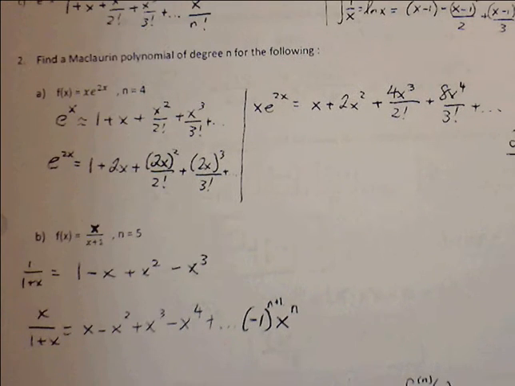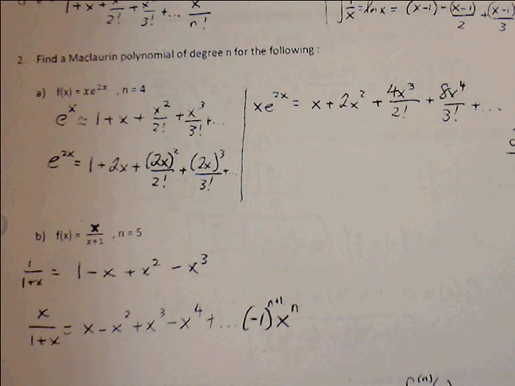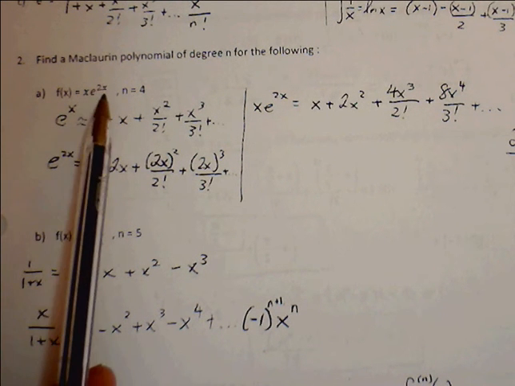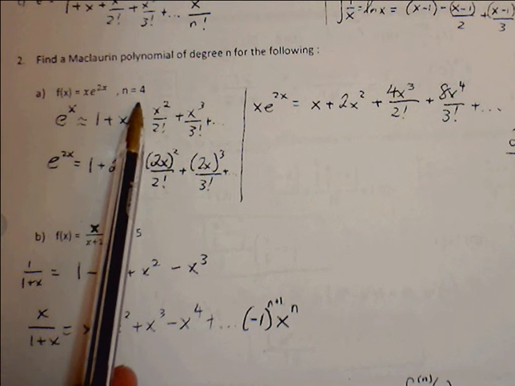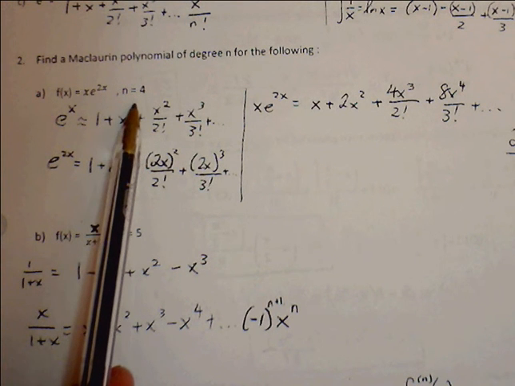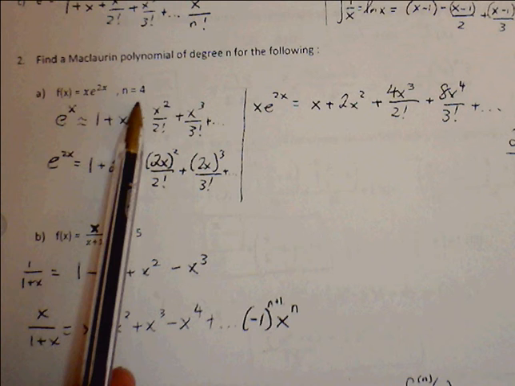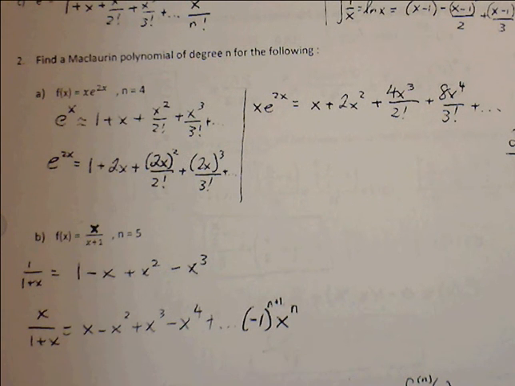All right, let's look at the rest of the first page here. Find the Maclaurin polynomial of degree n for the following. So f of x equals x times e to the 2x, n equals 4. So we want to create terms up to the 4th degree.